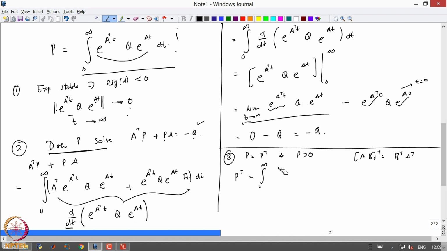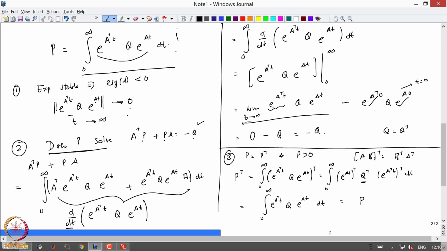Okay, I will write a little more elaborate steps. I have e power A transpose t, Q, e power A t, the transpose of this. So, this will be the integral from 0 to infinity, the transpose of e power A t, Q transpose, e power A transpose t, the transpose of it. So, the first term would be e power A transpose t. Q is symmetric, symmetric is what, Q equal to Q transpose. So, I just write it as Q, and the third term will be e power A t dt, and P transpose therefore is equal to P.